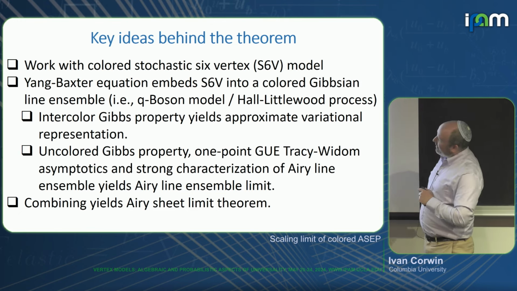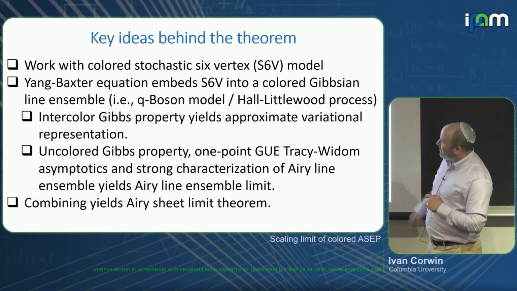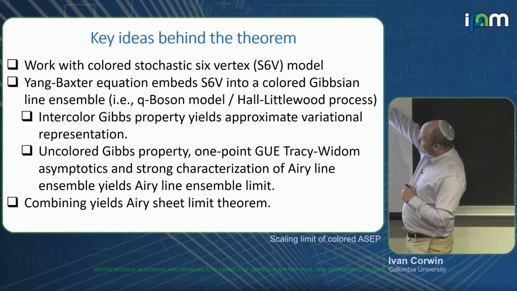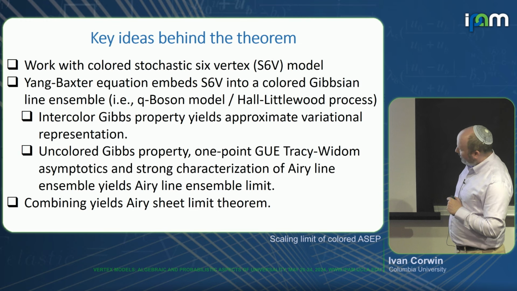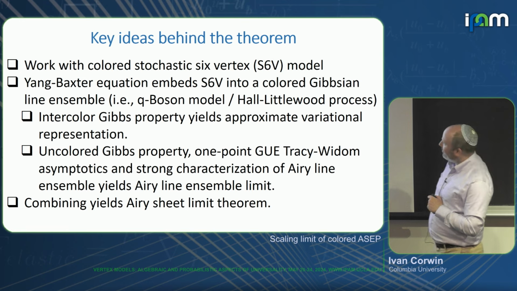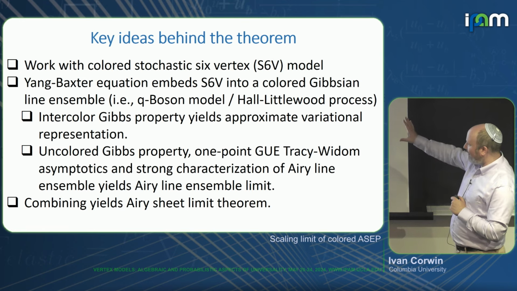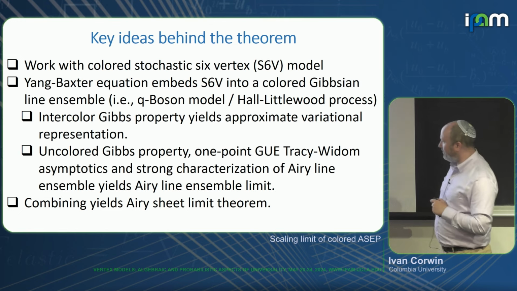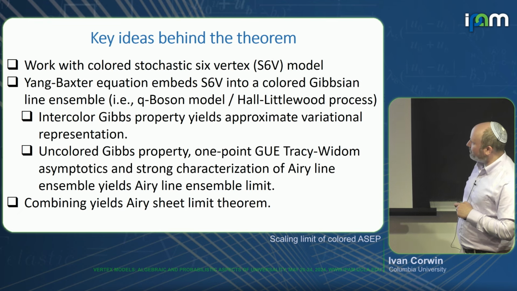From the description of this line ensemble, there'll be two Gibbs properties. One will be an intercolor Gibbs property, and that will actually yield an approximate version of a variational representation. So this will somehow replace this Nomi-Yamada identity, this RSK property that allows us to embed the pre-limiting sheet in terms of a single line ensemble. And the second one will be the uncolored Gibbs property, which will allow us to extract the scaling limit of the underlying line ensemble in the uncolored model. And so when we combine all of this, we'll be able to prove the Airy sheet limit theorem that we're interested in.